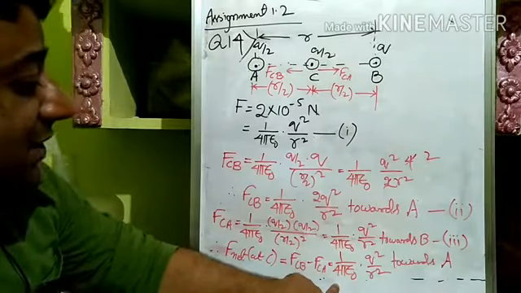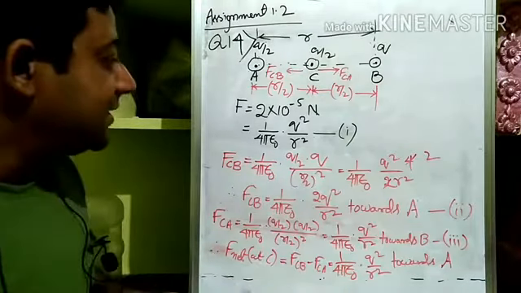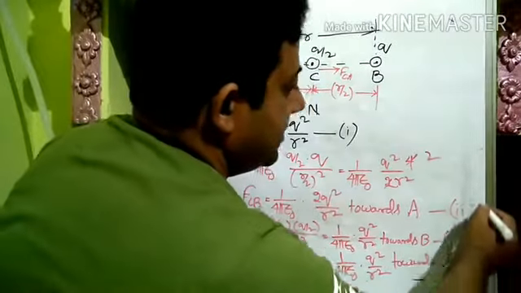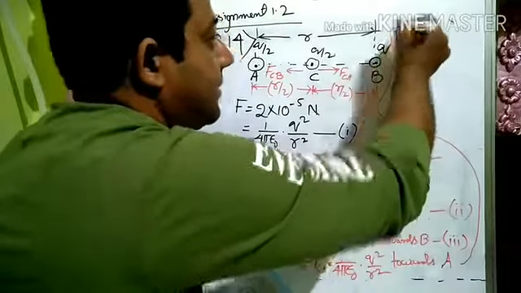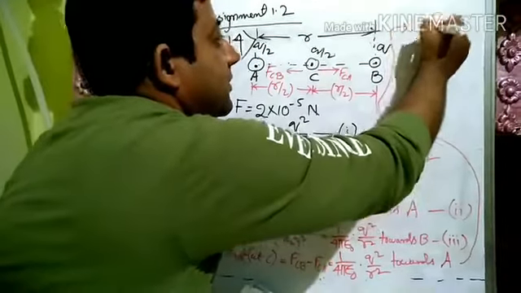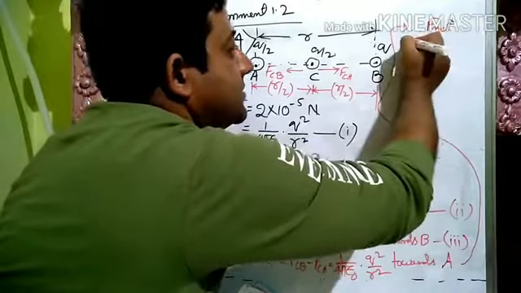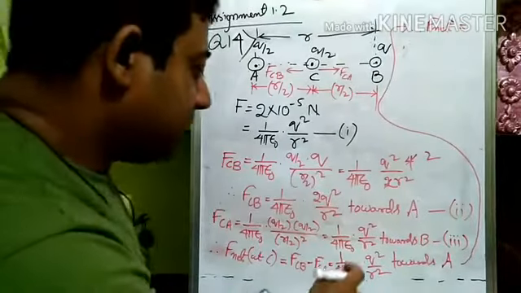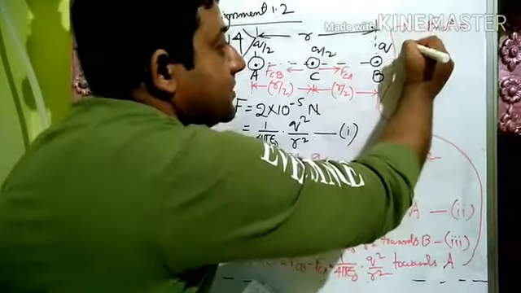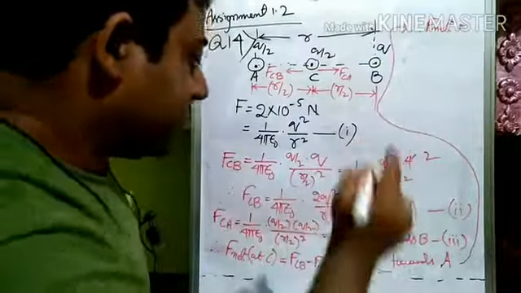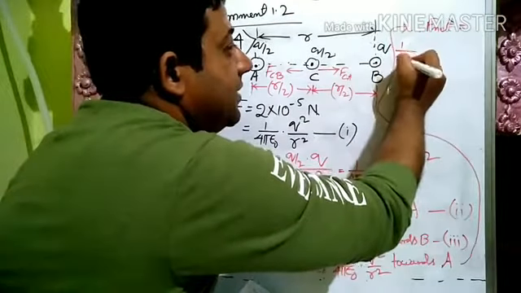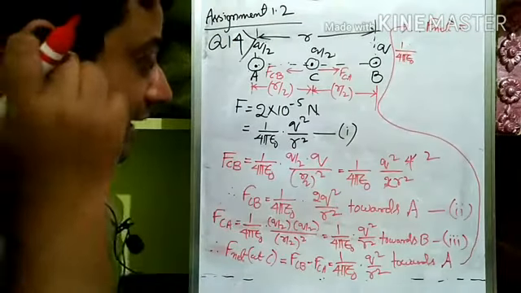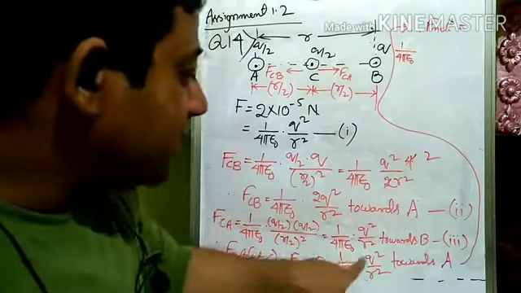So this is the answer, but how will we calculate it? Therefore, F net is equal to 1 by 4 pi epsilon naught. Let us keep 1 by 4 pi epsilon naught only. We'll see at the end if it will get cancelled. You remember 1 by 4 pi epsilon naught is equal to 9 into 10 to the power 9, but it will be cancelled. Q square by R square.